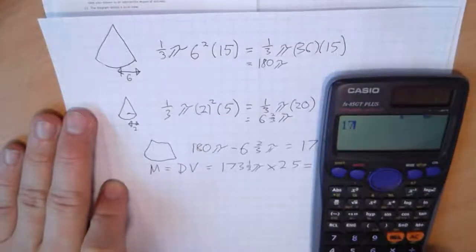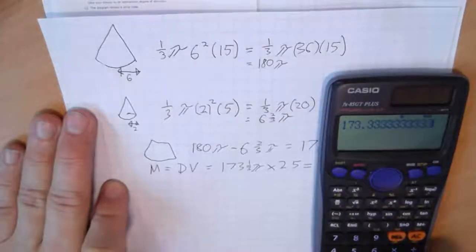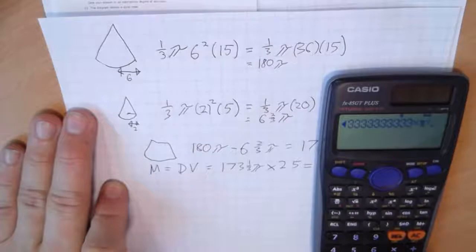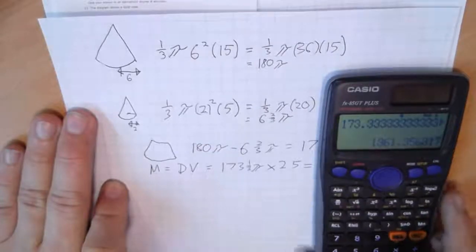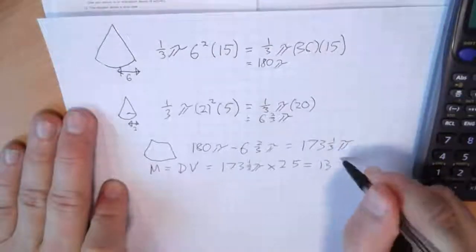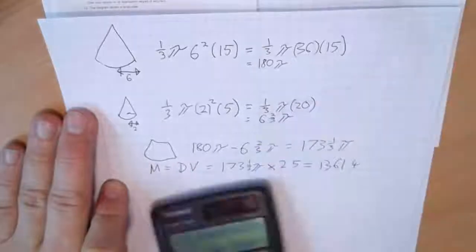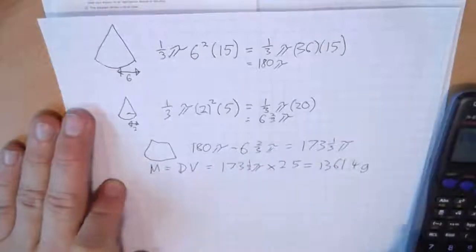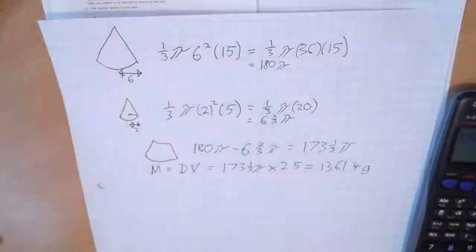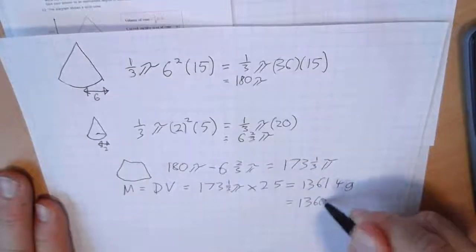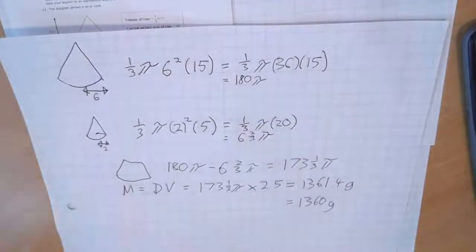So 173.333, plenty of threes, times pi times 2.5, 1361.4. Okay, 1361.4 grams. Need to give this to an appropriate degree of accuracy, so probably 1360 grams, or you would probably be able to get away with 1400 grams as well as an appropriate degree of accuracy.